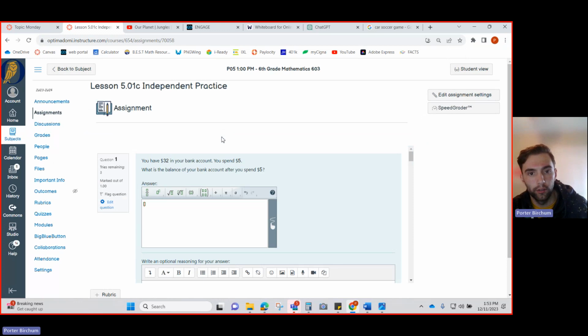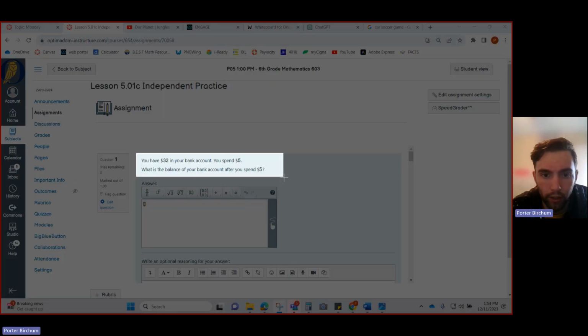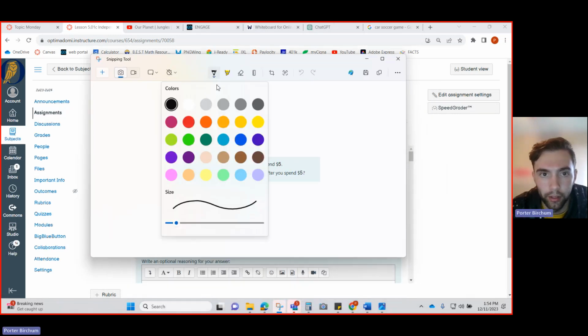You have $32 in your bank and you spend $5. What is the balance of your bank account after you spend $5? Let's show this on a number line. So you start with 32.